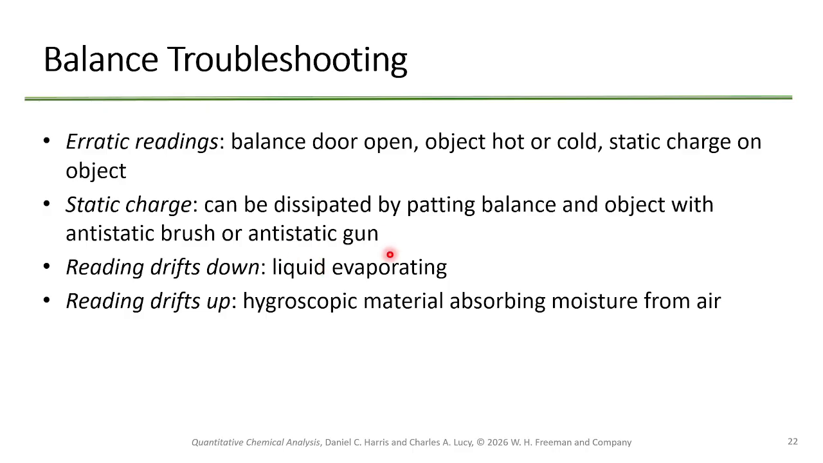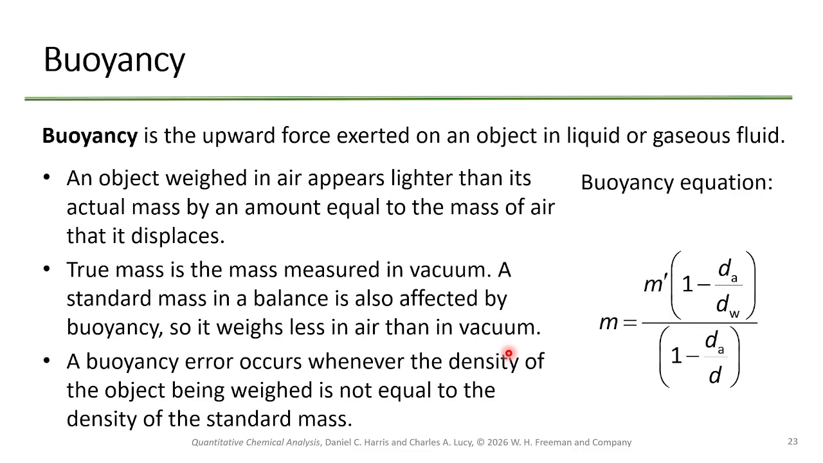Okay. Reading drifts downwards as you're weighing. Probably a liquid evaporating. That's one of the most common things. If your reading drifts up, you're typically going to be absorbing moisture from the air, and so you're weighing higher and higher numbers all the time.